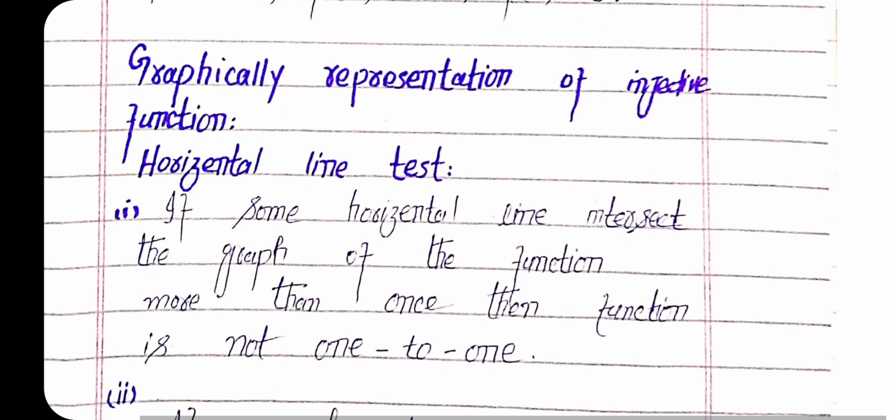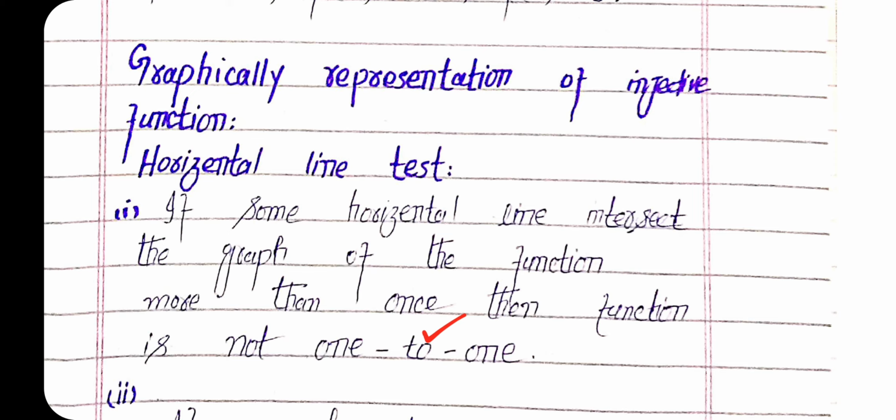Horizontal line test. If some horizontal line intersects the graph of the function at more than one point, then the function is not 1-1. If we have to check whether the graph of an equation is a function or not, we use the vertical line test, and if we have to check whether a given function is injective or not, we use the horizontal line test.